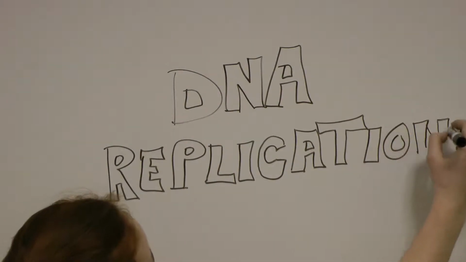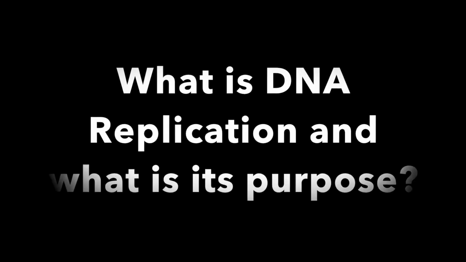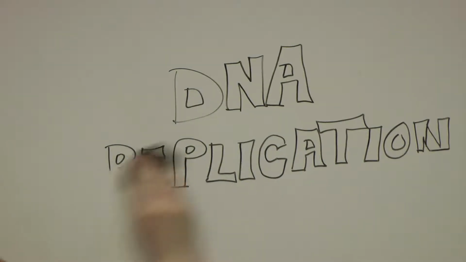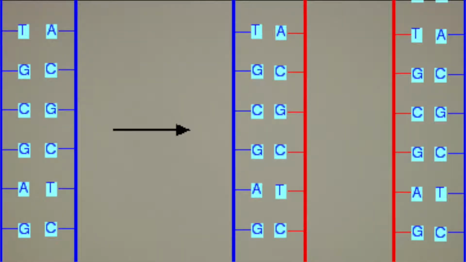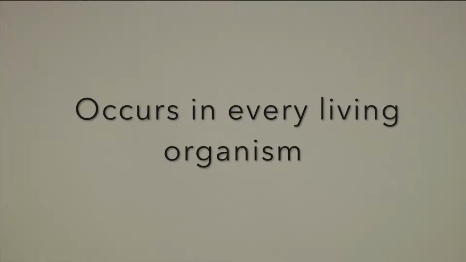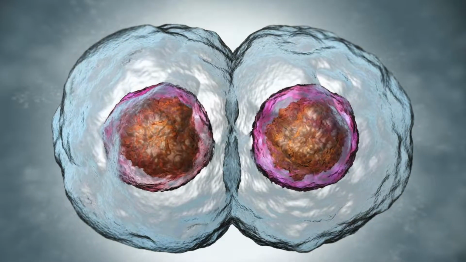DNA replication. What is DNA replication and what is its purpose? DNA replication is the biological process in which a single DNA molecule is copied into two identical replications. This occurs in every living organism. The purpose of DNA replication is to have another cell with a duplicated genome.